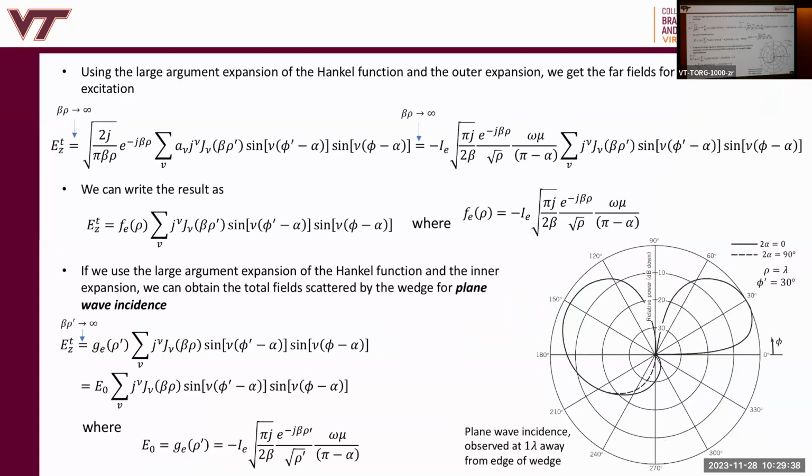We have this expression. So rho is still at rho prime. We haven't set rho prime going to infinity yet. So this is still the large argument expansion for the Hankel function in the outer expansion. We get the far fields for the line source excitation. Okay, we can then substitute what we know A nu to be for the line source, and we can write this result as FE, everything in front, we're just going to call FE, all right?